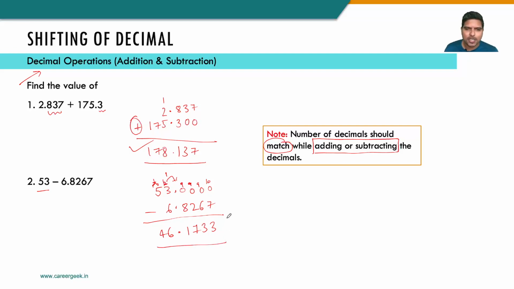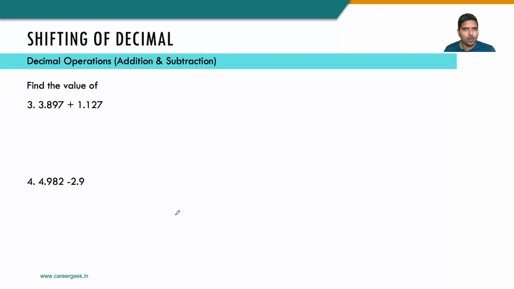Okay, so I hope this is correct. 46.1733. Again, what we have done is just matching the decimal. Okay, you all can try this. Pause and try.